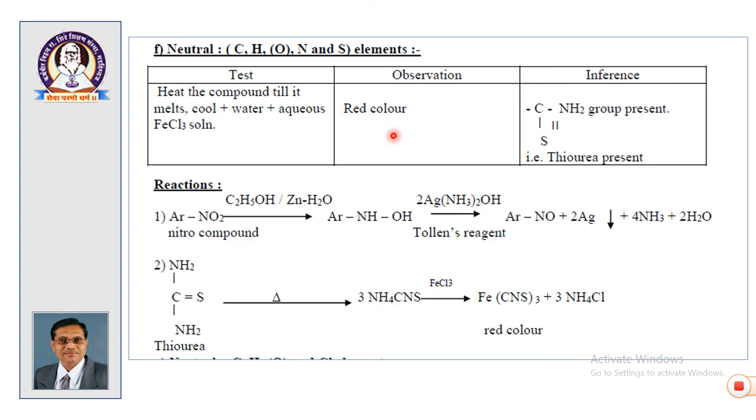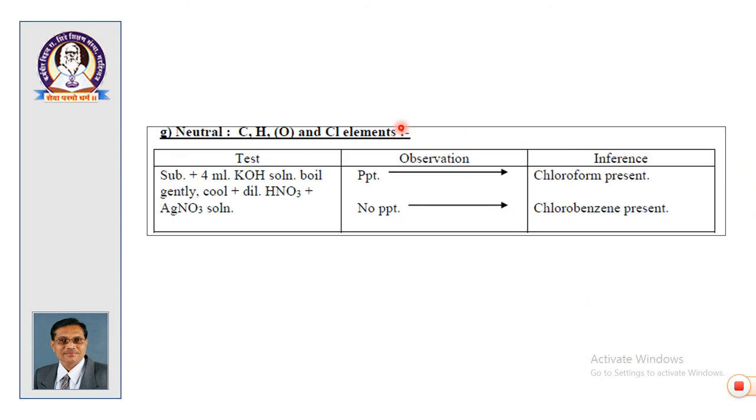Then CHONS elements. This is for thiourea. If your compound is solid, water soluble, and neutral to litmus and FeCl3, then definitely it is thiourea. Heat the compound till it melts, cool it, add water and aqueous FeCl3. A red color indicates the presence of thiourea. The reactions for the nitro group are given, and the reactions for thiourea are also given. Thiourea is a water soluble compound, neutral to litmus and neutral to FeCl3. It does not show a violet color like phenol, but instead gives a red color with FeCl3. It indicates the presence of thiourea.